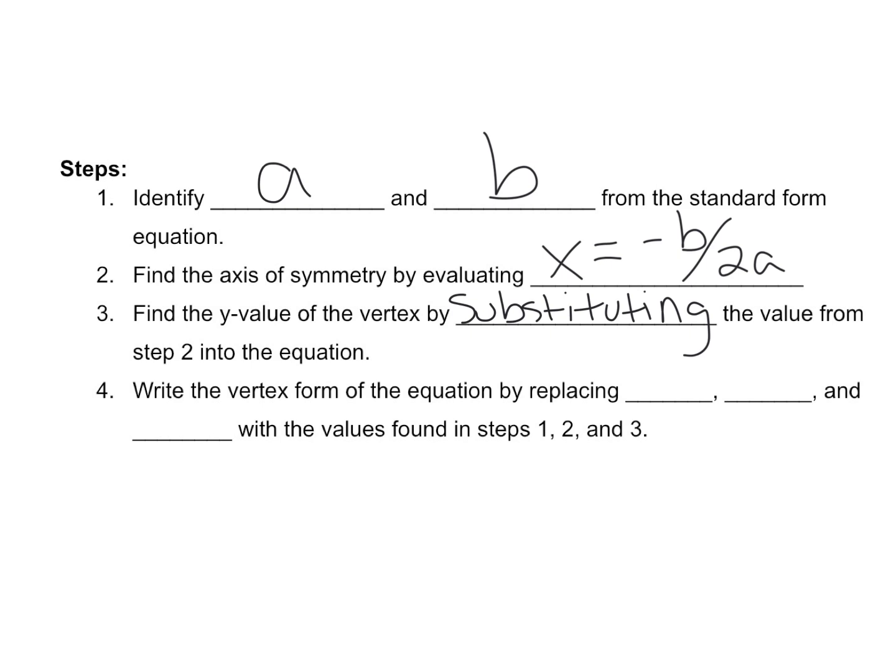Once I found my vertex, I now have all the information I need to write the vertex form of the equation by replacing the values of a, h, and k with the values that I found in steps 1, 2, and 3. So remember a is the same for both forms of the equation. No matter what a is in standard form, it'll be the same a value in vertex form. And h and k are the values of my vertex.